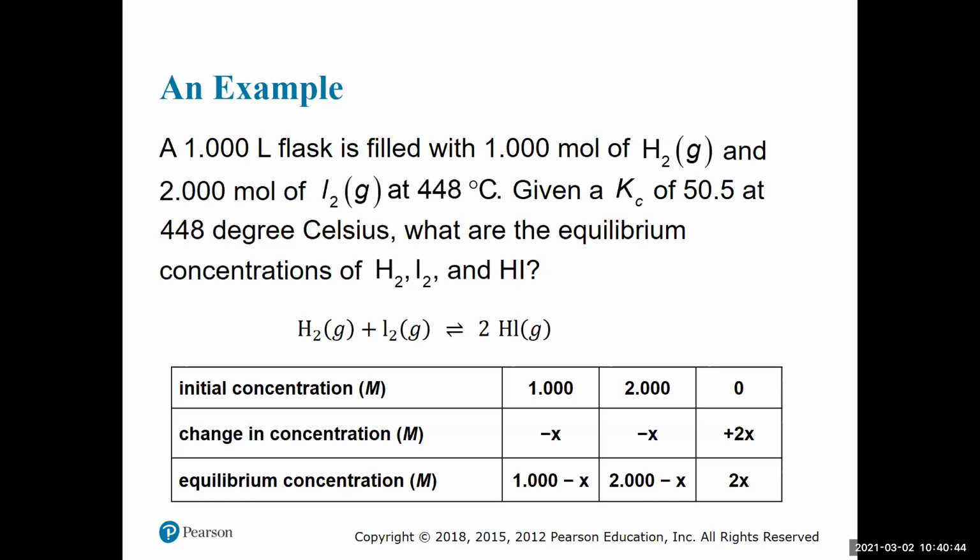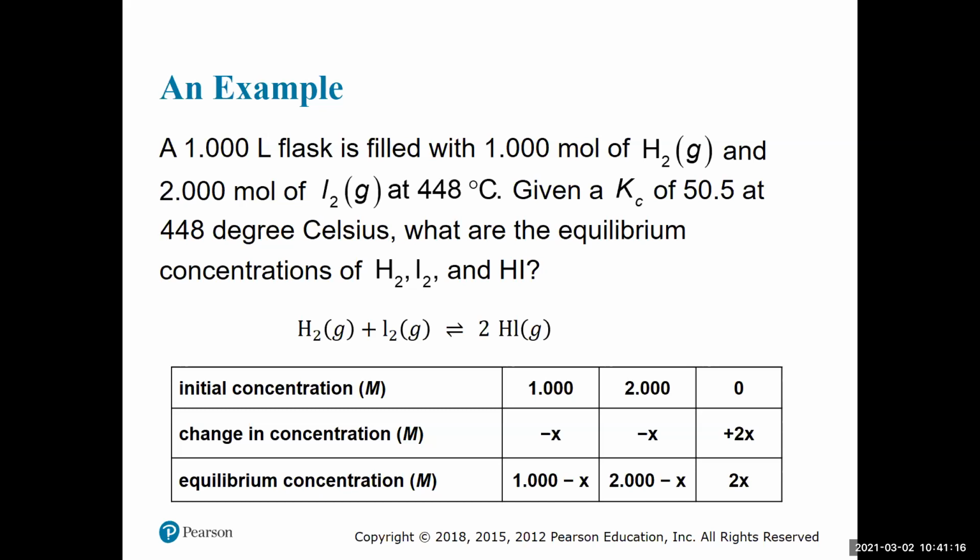We have a minus sign on there. That minus sign is just to indicate that those are reactants, so it's being used up. The HI, we have a plus sign in front of that term, because we're forming it. So that means that's increasing. And so that value is 2X, because we know for every X of H2 and X of I2, we get 2X of the HI from our balanced chemical equation. So now we've got our changes worked out.